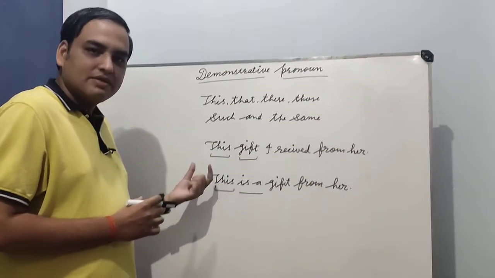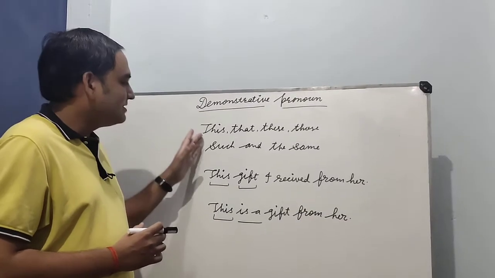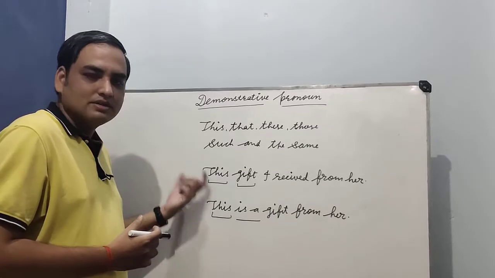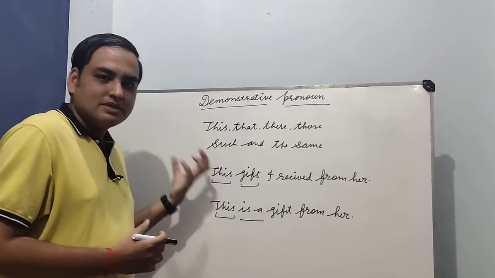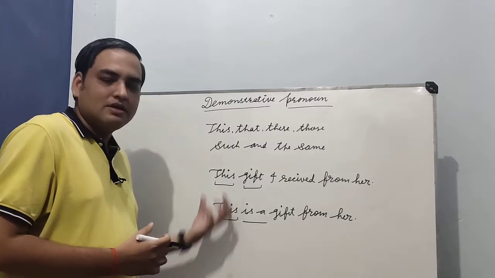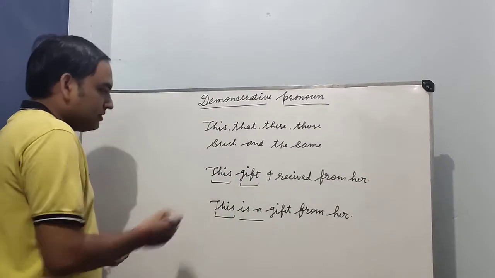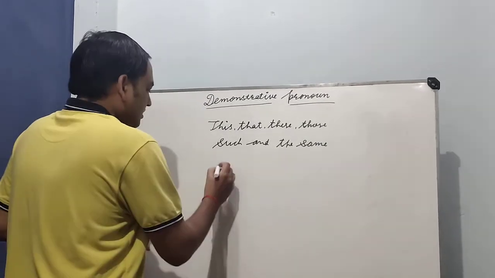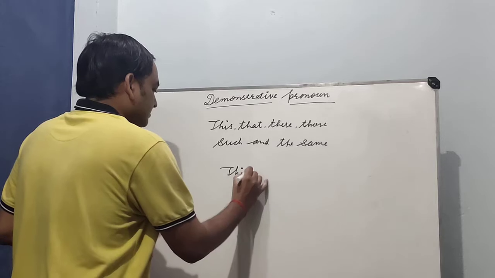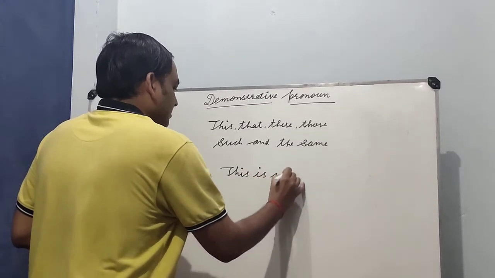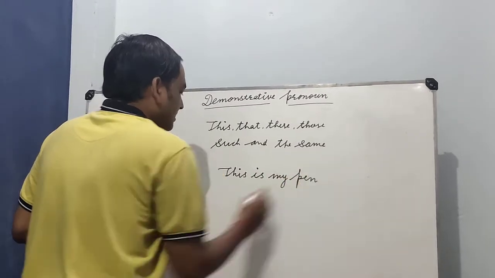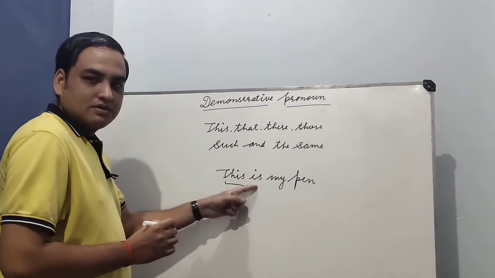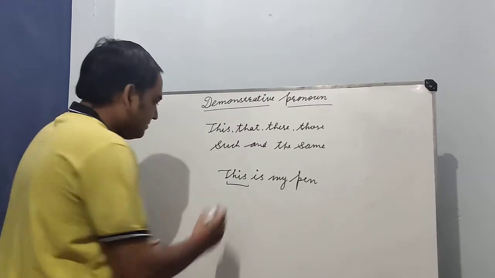So I think you have understood the difference between demonstrative adjective and demonstrative pronoun. What is a demonstrative adjective? If these words this, that, these, those, such and the same come before any noun, then these words are called demonstrative adjectives, otherwise they are called demonstrative pronouns. Now I am also giving an example: This is my pen. Here again we are using this as a demonstrative pronoun. There is no noun after this to qualify.